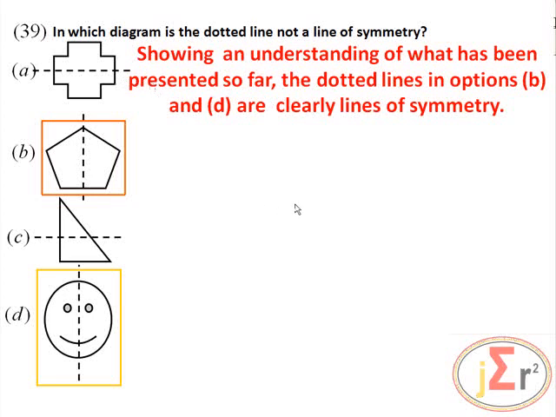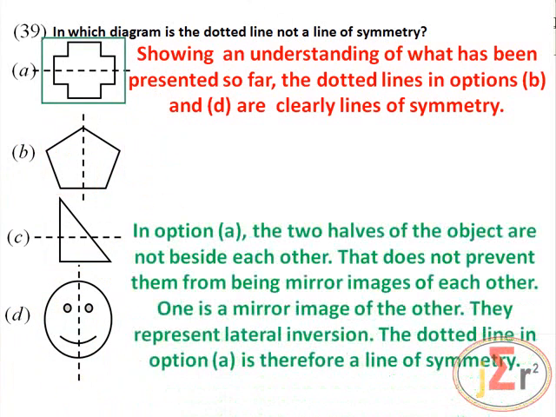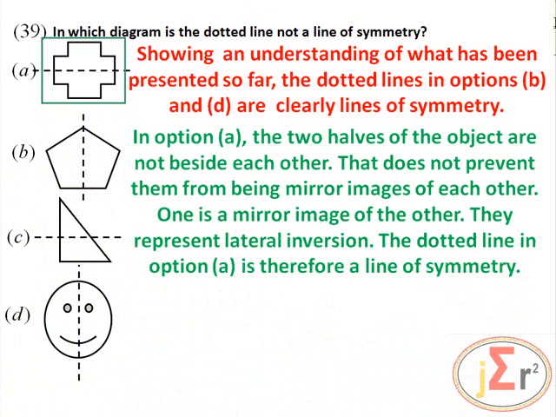So, showing an understanding of what has been presented so far, the dotted line in options B and D are clearly lines of symmetry. In option A, the two halves of the object are not beside each other. That does not prevent them from being mirror images of each other. One is a mirror image of the other. They represent lateral inversion. The dotted line in option A is therefore a line of symmetry.